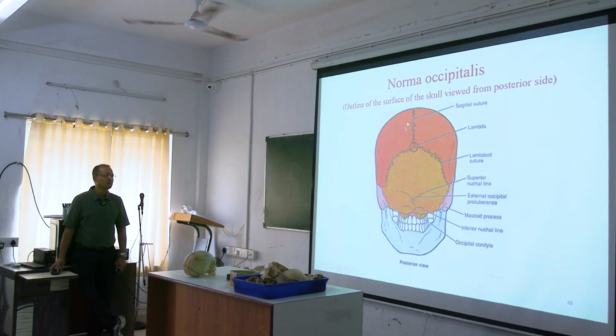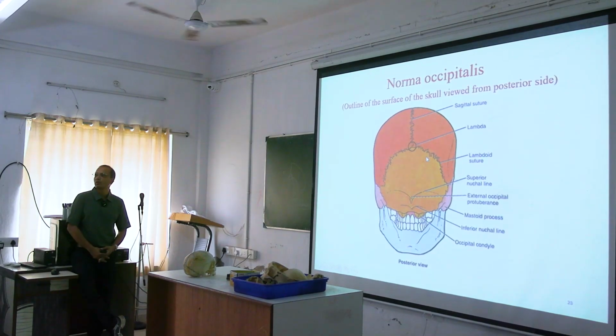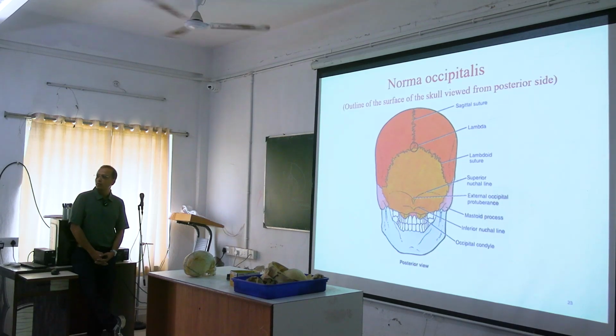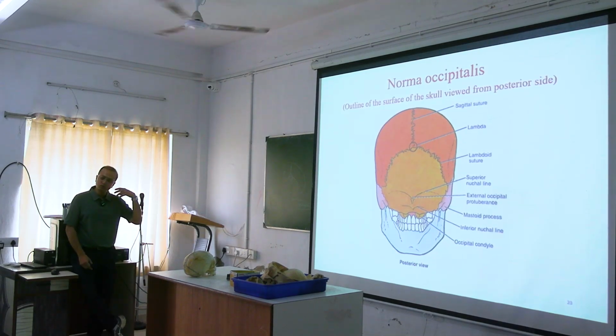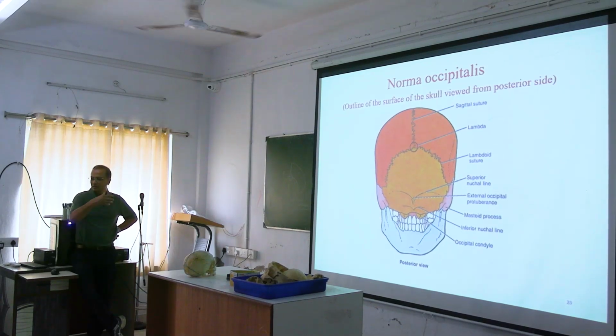So, in the back side, posteriorly, we have this particular bone, and sutures which are visible. So, this is what we call the normal look, or how you are looking at the skull, what bones you are looking at, and what sutures are present in it. A little bit we will be learning.